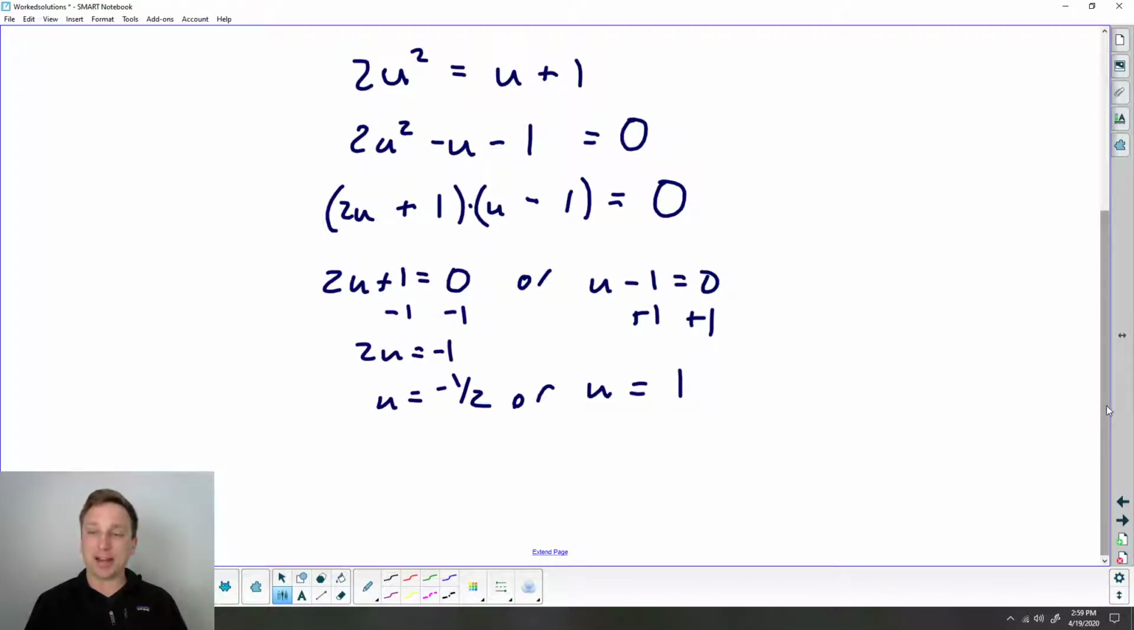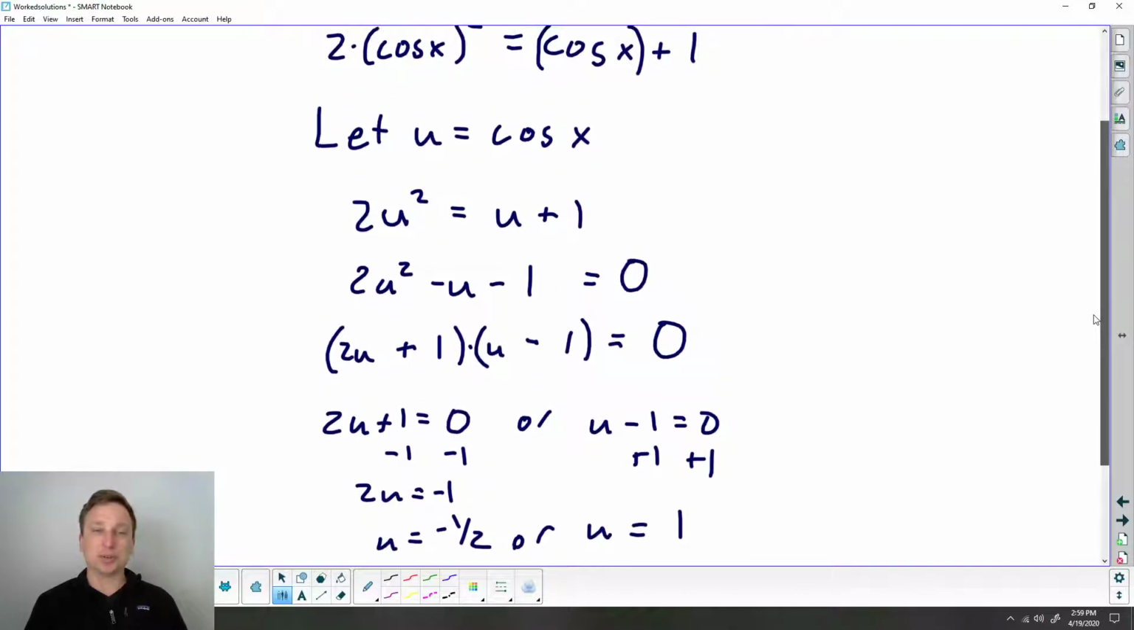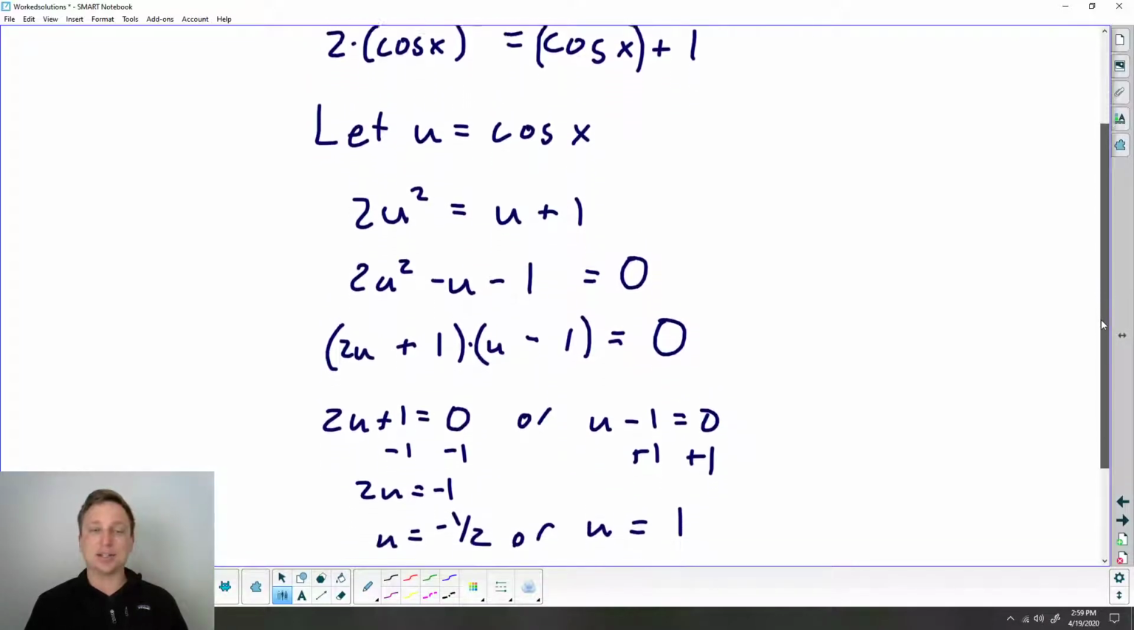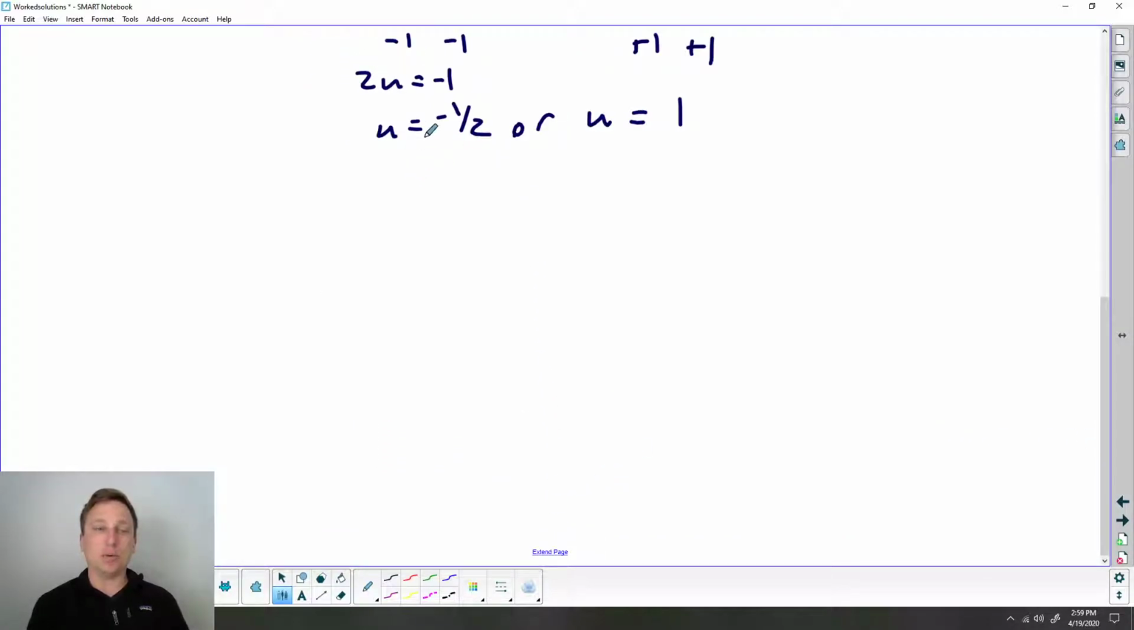So now if we back up and think about, well, what the heck did we actually do? Well, u is equal to cosine x. So now we're going to build 2 equations from here and say, well, I want u, which is cosine x. I want cosine of x. We're solving for x here, not u, so we have to take this additional step to be negative 1/2. Or I want cosine of x to be equivalent to 1.